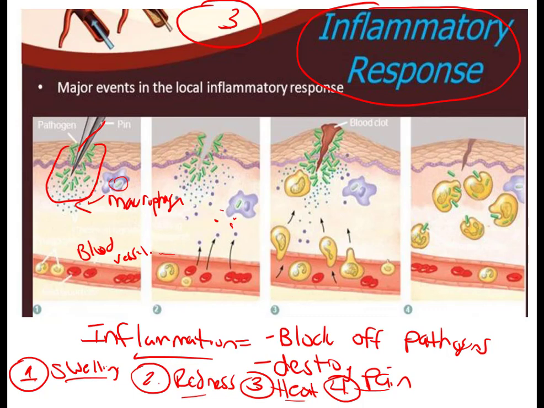So now, more macrophages and neutrophils can leave the blood vessel and travel to the site where those bacteria are, and then they can all chomp up and kill that bacteria and get rid of it before it causes an infection in your body. So that's the third innate immune response.